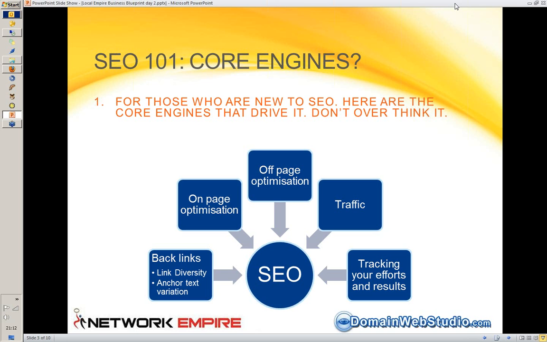And when you look at SEO, you basically need backlinks, link diversity, anchor text variation, on-page optimization, off-page optimization, traffic, and tracking your efforts and results. Those are the basic 5 core elements that exist when you're doing this whole process. And it's the small tweaks that make the big difference, okay?